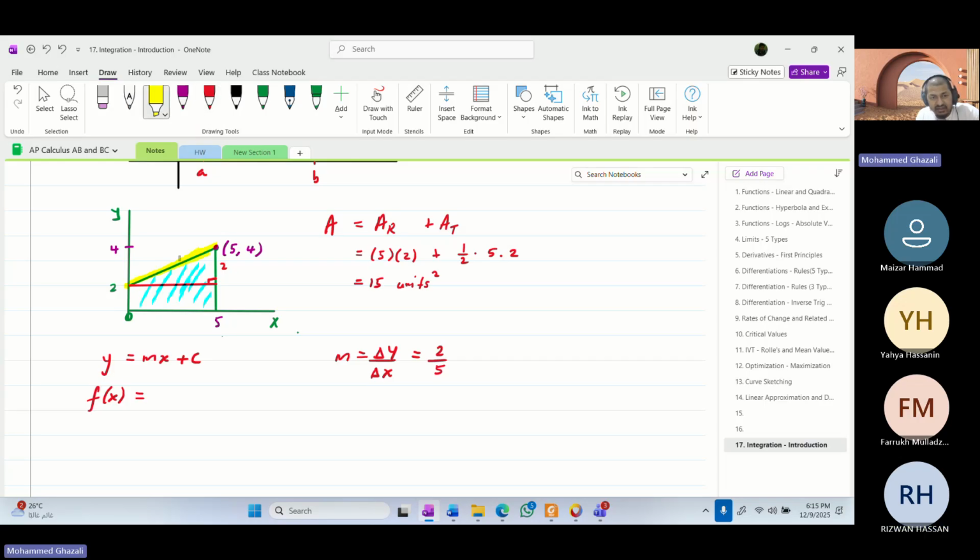There's my function, right? So the slope is 2 and the horizontal is 5. So 2 over 5x. And what is c? The y-intercept c is 2. Yeah, so I already have 2 as a y-intercept.